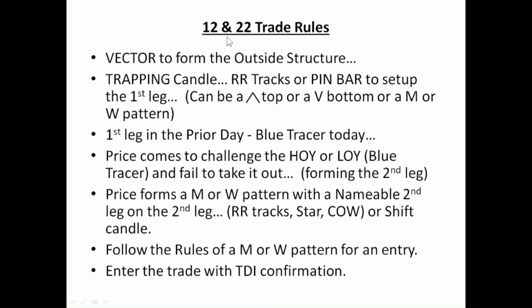So these are the rules for 12 and 22 trades. Okay. So first thing you're going to look for is vector from the outside structure, just like finding a peak. Okay. You're going to look for trapping candles in the first leg, railroad tracks, pins to the high, pins to the low, A top, V bottom. Okay. For a 22, you're going to find an M or a W.